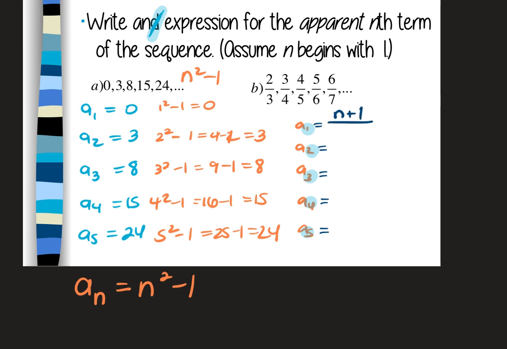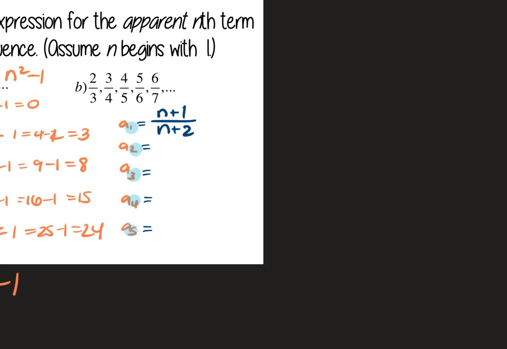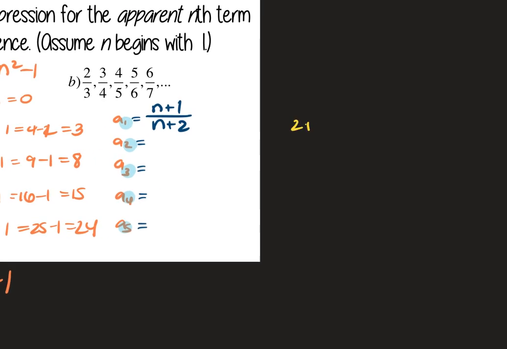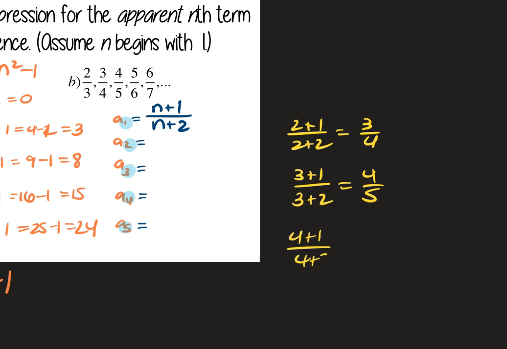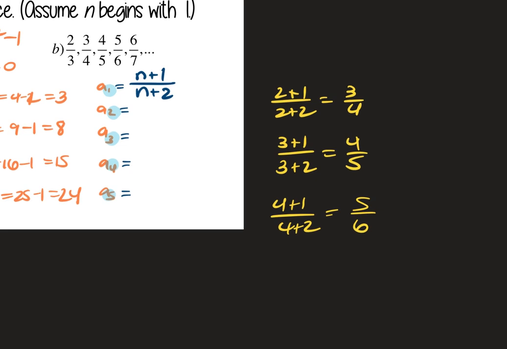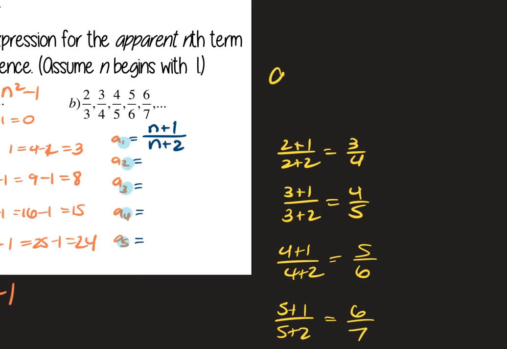I would add 1. And what would I have to add to n to get the denominator? 2. So let's see if that works every time. A2 would be 2 plus 1 over 2 plus 2, and that's 3/4. That matches. A3 would be 3 plus 1 over 3 plus 2, which is 4/5, and that matches. 4 plus 1 and 4 plus 2, 5, 6, that works, and 5 plus 1, 5 plus 2. So we found the pattern that works. So this would be a_n equals n plus 1 over n plus 2.